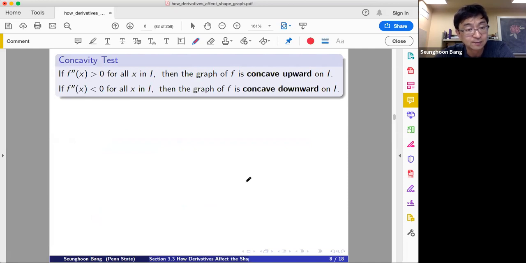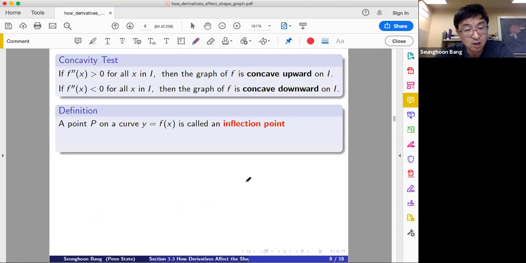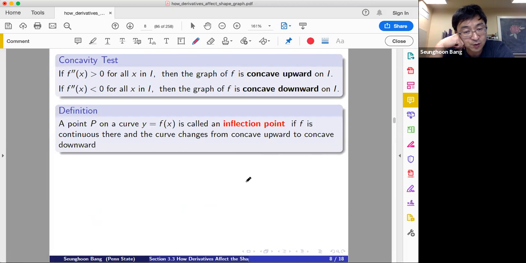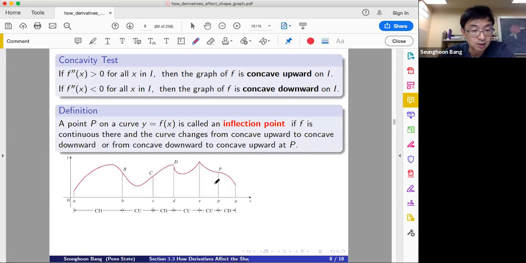downward on I. So one more definition: inflection point. A point P on a curve y equals f of x is called an inflection point if f is continuous there and the curve changes from concave upward to concave downward, or from concave downward to concave upward at P. That is what we call an inflection point. What does it mean? Concavity change. This is one good thing.